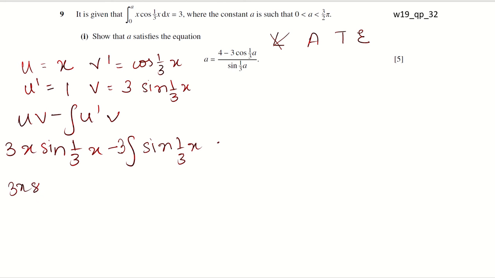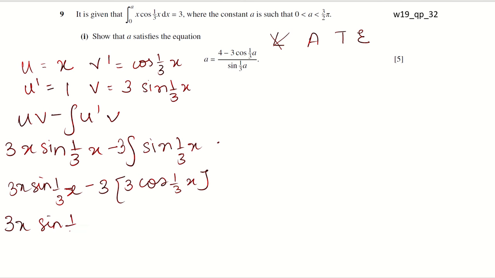So 3x sine 1 by 3x minus 3 multiplied by cos 1 by 3x divided by 1 by 3, which is going to be 3 cos 1 by 3x. So 3x sine 1 by 3x. By the way, this is negative, right? Because this is cos 1 by, no, this is sine 1 by 3x. Integral of it would be minus cos 1 by 3x divided by 1 by 3, which is going to be minus 3 cos 1 by 3x. Okay, I forgot to put the negative sign. So that will be plus 9 cos 1 by 3x.